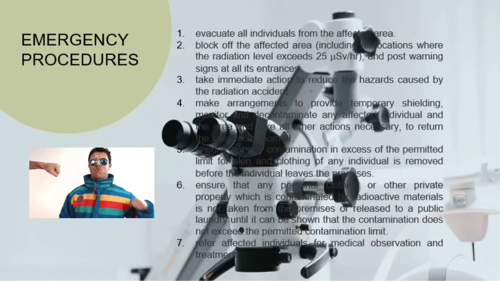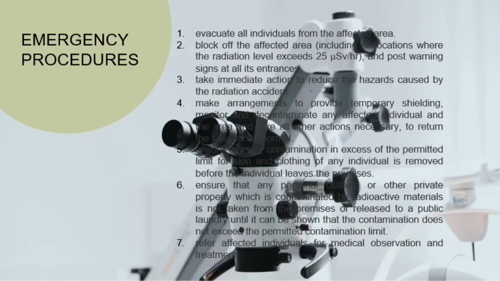Emergency procedure. When any radiation accident occurs, the licensee, the radiation safety official or the individual in charge of the area at the time shall, first, evacuate all individuals from the affected area. The second is to block off the affected area, including all locations where the radiation level is at 25 microSv per hour, and post warning signs at all the entrances. Next, take immediate action to reduce the hazard caused by the radiation accident. Next, make arrangements to provide temporary shielding, monitor and decontaminate any affected individual and the area, and take all the action necessary to return the situation back to normal.